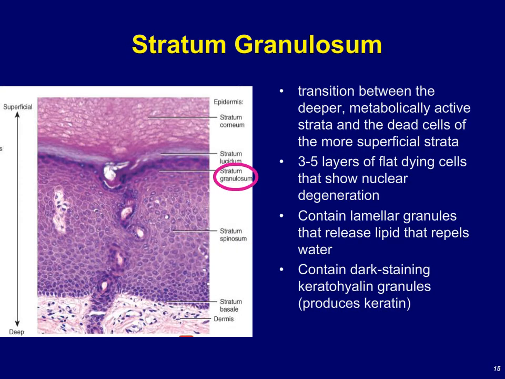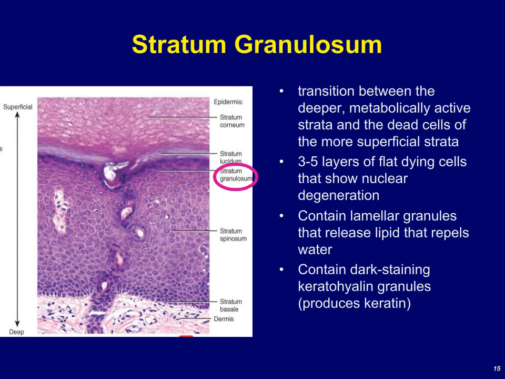So the next layer above the stratum spinosum is the stratum granulosum. And this layer contains 3 to 5 layers of flat cells that are undergoing apoptosis. And apoptosis is just a fancy way of saying programmed cell death. And so the body is programming these cells to die, and as they're dying, they're accumulating keratohyaline granules and also substantial amounts of lipid. And so when they die, they'll be pushed up to the above layers where they will form a nice flat tile-like connection of cells that are very tough and very waterproof.